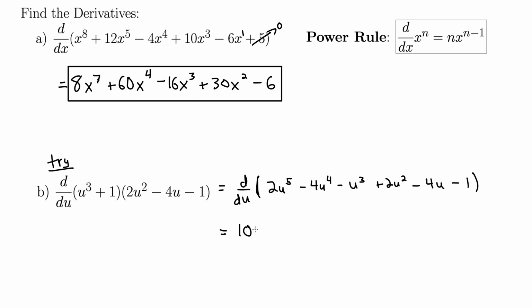So this becomes 10u to the 5 minus 1 is 4, minus 16u cubed minus 3u squared plus 4u to the 1, which I'll just write as u, minus 4. When it's just a single u hanging on, a single variable, you just write the constant in front, right? Because u to the 1 minus 1 is u to the 0. Anything to the 0 is simply 1. And then the constant drops off, right? That minus 1 goes away, and there is our final answer.